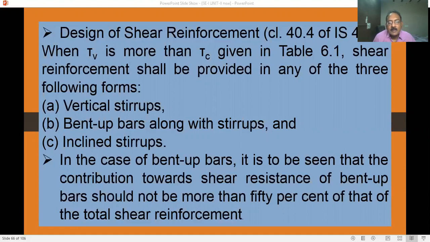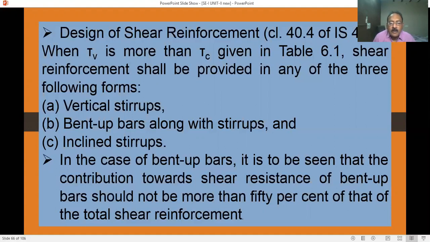So this shear reinforcement can be provided in three forms. One is vertical stirrups. Second is bent-up bars along with stirrups. Third is inclined stirrups. This is also given in our IS 456 code book. In the case of bent-up bars, the contribution towards shear resistance of bent-up bars should not be more than 50% of the total shear reinforcement.